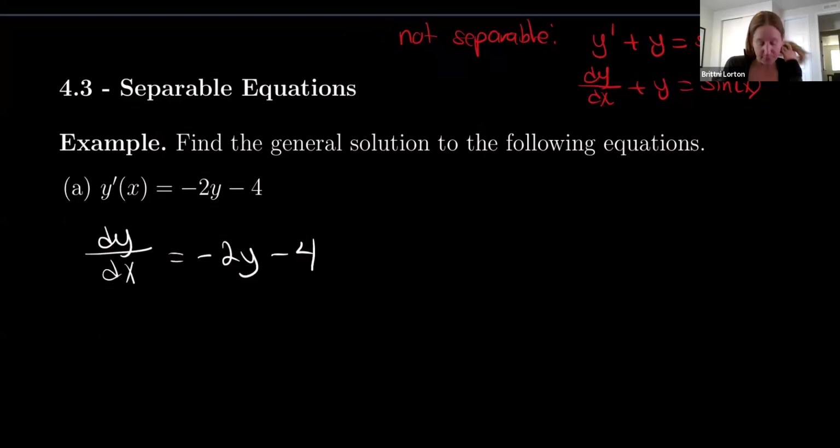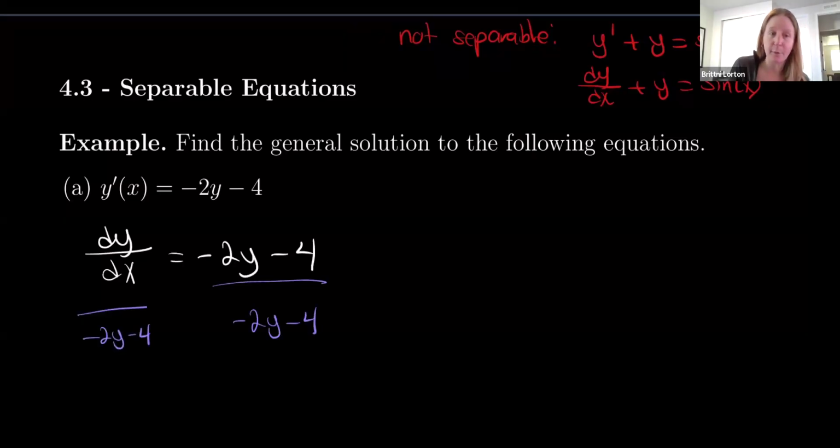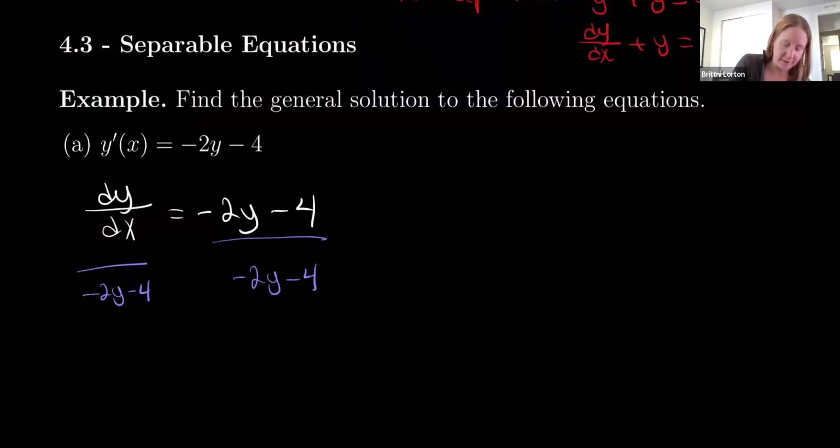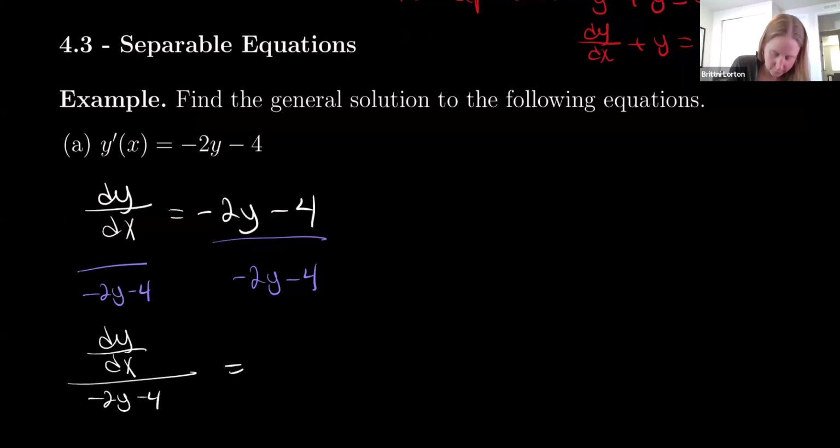So I'm going to separate my variables. It doesn't look like it's separable here, but it is. I'll show you. I'm going to divide everything, both sides of that equal sign, by negative 2y minus 4. I'm doing both sides of that equal sign. And then on the left-hand side, that's going to become dy dx over negative 2y minus 4 equals 1.